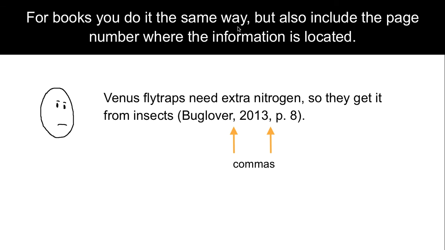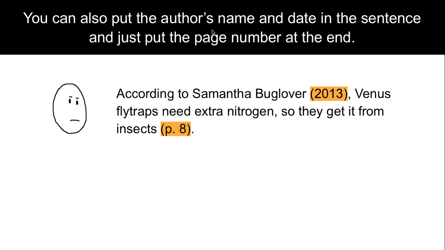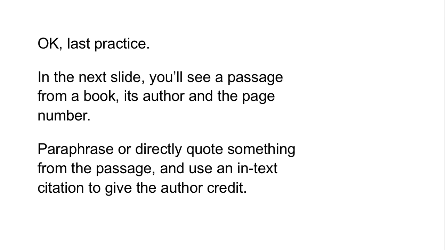For books, you do it the same way, but also include the page number where the information is located. So, Bug Lover, 2013, page 8. You can also put the author's name and date in the sentence and just put the page number at the end. According to Samantha Bug Lover, 2013, and then here the page number. It's up to you.